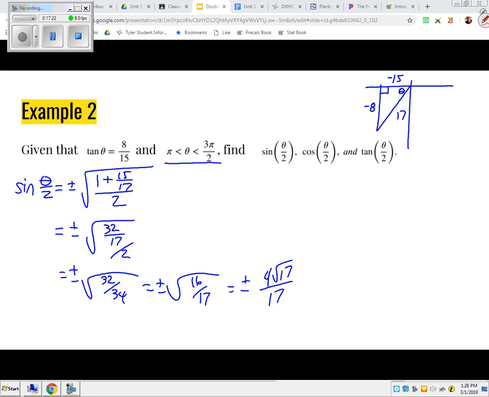Square root of 17 is hanging out still on the bottom, so I rationalize it, and I get an answer that Mr. Lovely is still going to take his red pen and count off because it can't be plus or minus. It has to be one or the other. It's negative. It's in the third quadrant. What's in the third quadrant? We're finding sine.